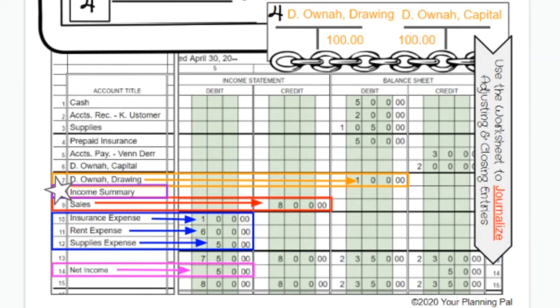And lastly, we close owner's drawing. So you'll see on our worksheet that owner drawing is a debit in the balance sheet section of $100. And so to close that $100 out, we need to make it a credit. And so our T account, the number 4 up there, you've got owner drawing, which is now a credit of $100. And our owner capital account is what we use to record the matching debit. So pay attention to where the capital account is used versus income summary.